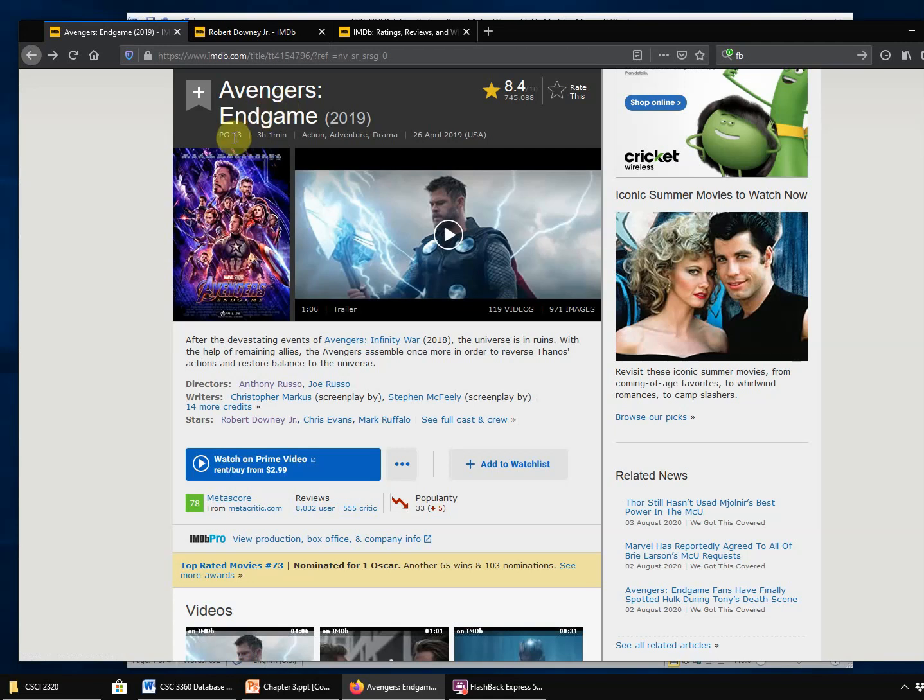Starting with PG-13, obviously, this is an attribute. How long is the movie? What type of genre? So you can see that there's actually 3 genres over here. That gives you an idea that genre is actually a multi-value attribute because it can hold multiple values over here. The release date, so you can see that there are already many attributes available over there.